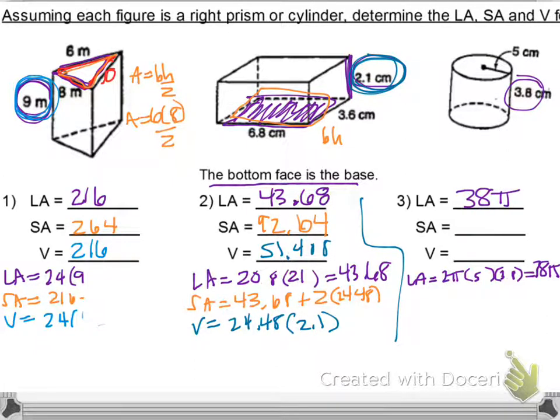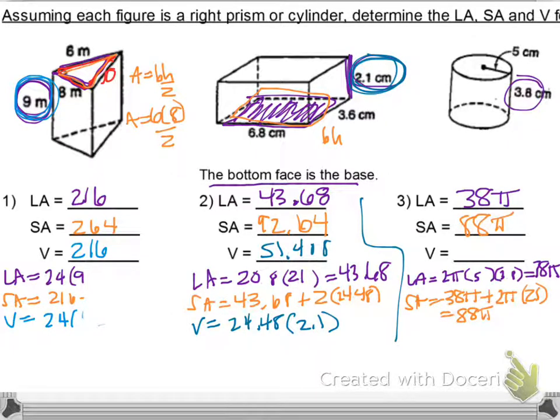All right, then we do the surface area. And again, surface area is going to take your lateral area, which we just got to be 38 pi, and you are going to add in your two bases. So 2 pi r squared, 5 squared is 25. So I'm just going to do 2 pi times 25, and that would be 50 pi plus 38 pi, which would be 88 pi.